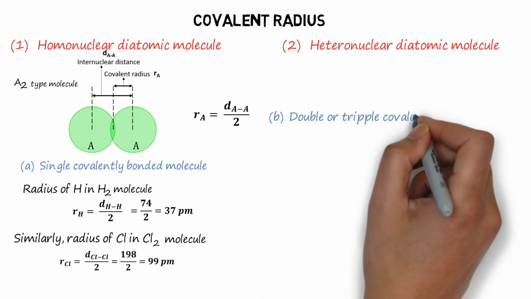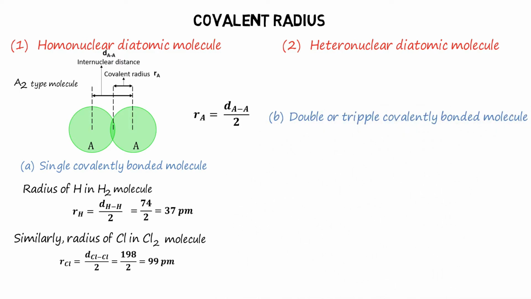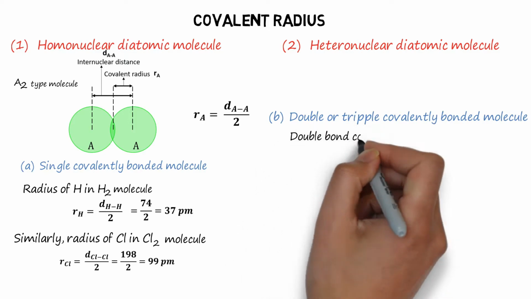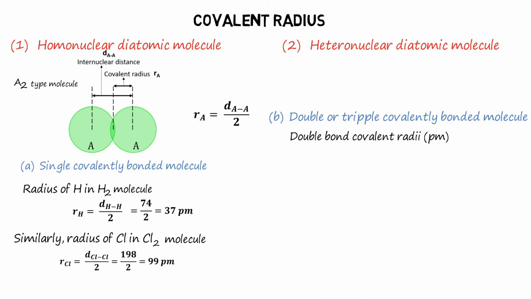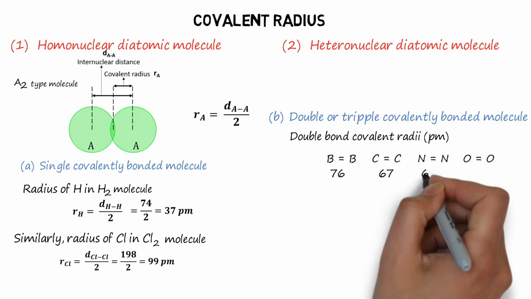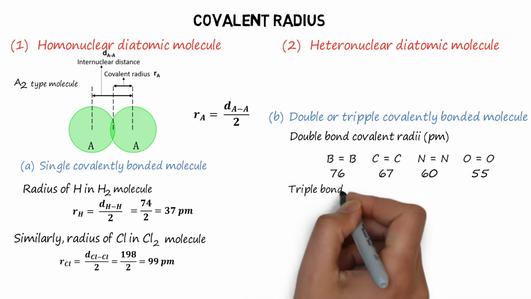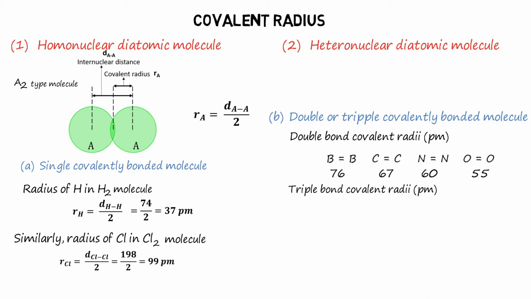Two atoms in a molecule can be bonded together by a double or triple bond. For such compounds, the covalent radii are termed as double bond covalent radii or triple bond covalent radii. Here are some examples of double bond covalent radii with values in picometer. Some of the examples of triple bond covalent radii with values in picometer are given here.